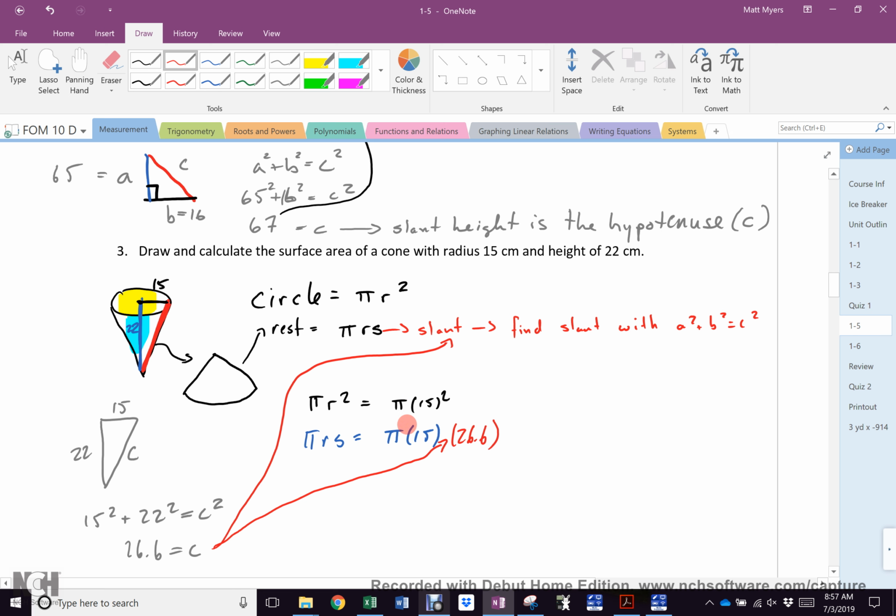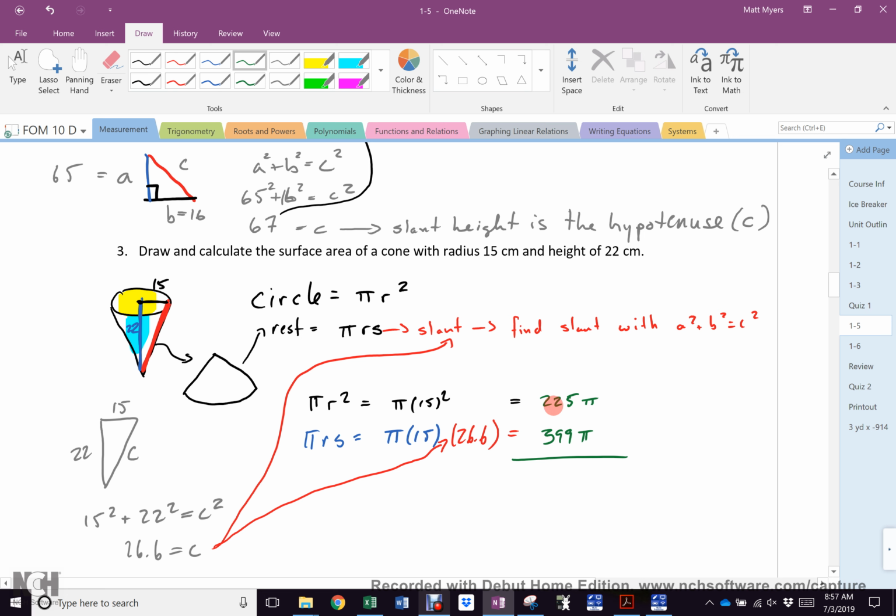So what is going right here where I need the slant? And what am I going to do with those two numbers when I get them? I'm going to add them together to get the area. So that is 225 times pi, right? Because 15 squared is 225. Agreed? And 26.6 times 15 is 399 pi, right? Because 15 times 26.6 is 399.